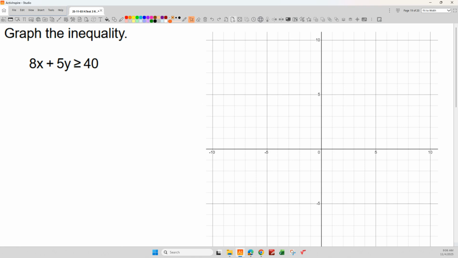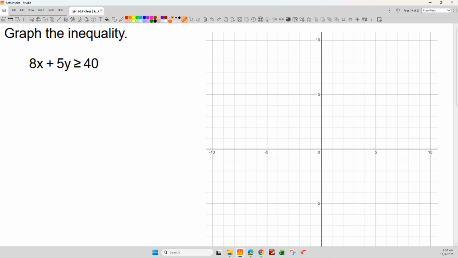Right, so I need to find what it's going to look like ultimately. I need to find a boundary line, right? And then one of those half planes is going to be shaded. Are we going to include the boundary line? We do, right? So it's a solid line because it's an equal sign also.